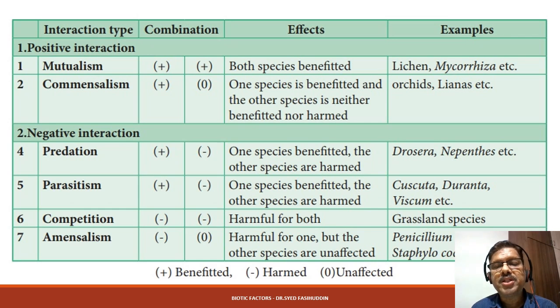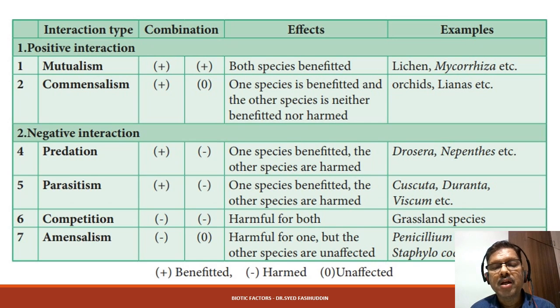Under negative interactions, predation: here one species is benefited, the other species is harmed. And here the interaction is plus and minus. Examples are Drosera, Nepenthes. Parasitism: one species is benefited, the other species is harmed. Here also it is a plus and minus type of interaction. Examples are Cuscuta, Duranta, Viscum, etc.